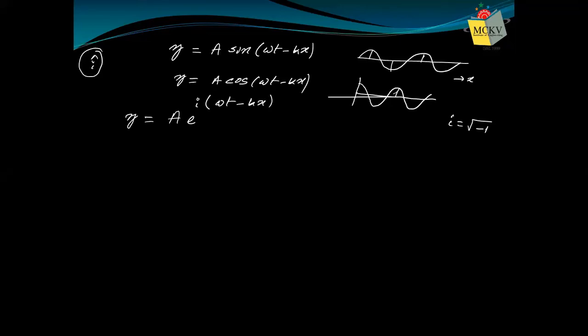Because what is e to the power i theta? E to the power i theta means cos theta plus i sin theta. So you observe e to the power i theta contains both sine and cos. If I write e to the power i omega t minus kx, it consists of cos omega t minus kx and sin omega t minus kx. Both are represented.